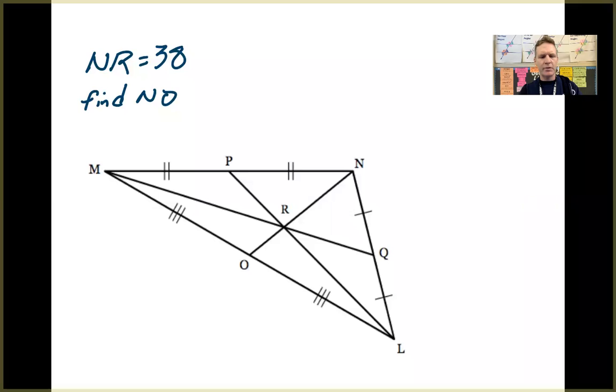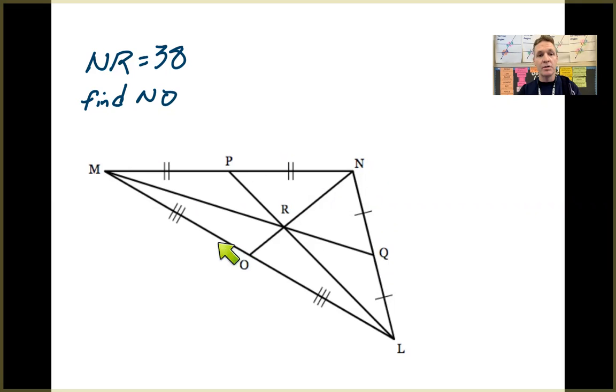So what do we have here? We have a triangle with a bunch of congruence markings on it. Those little marks look like whiskers almost. So that means QL is congruent to NQ. That means these line segments are the same length, which would mean Q is a midpoint. It's bisecting that line. It's cutting it in half.